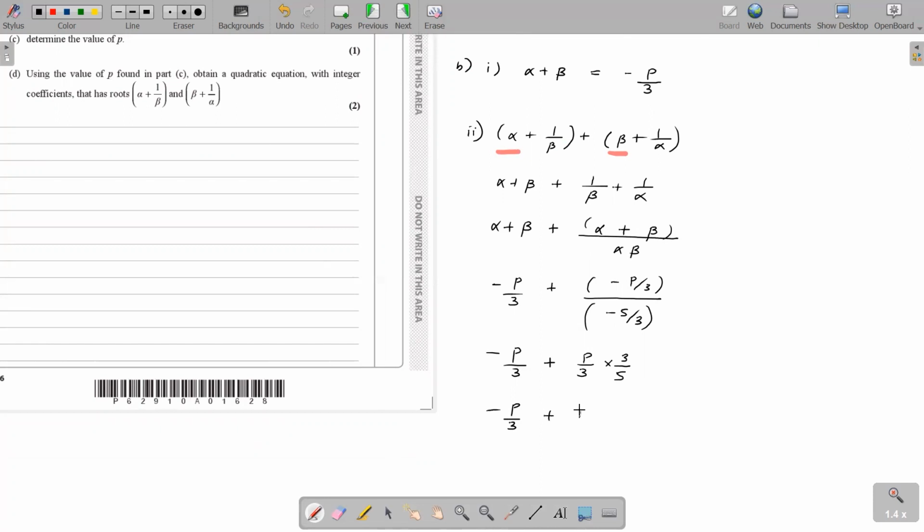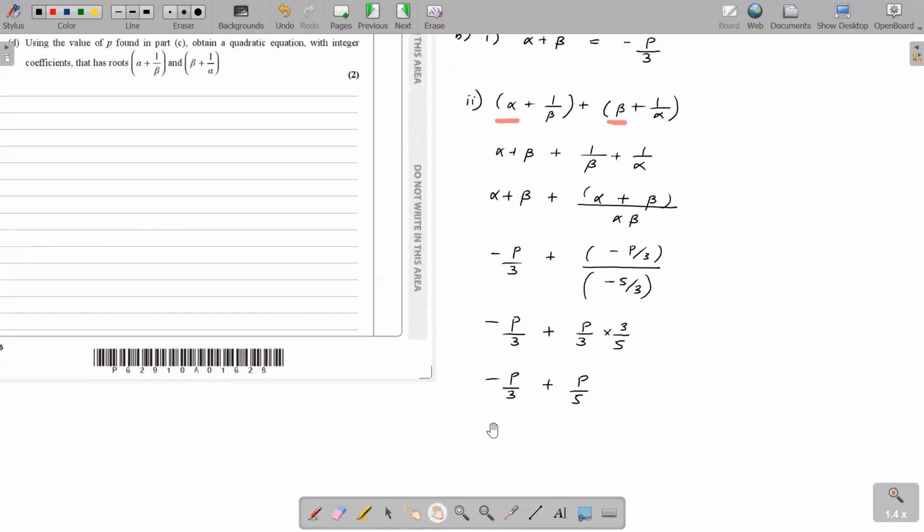Minus P over 3 plus P over 5. Are you with me? How much is the final answer? So you type in the calculator minus 1 over 3 plus 1 over 5, and then give the answer in terms of P. How much is it? Minus 2P over 15, minus 2 over 15, and then don't forget the coefficient P. Is this okay? Is this clear?